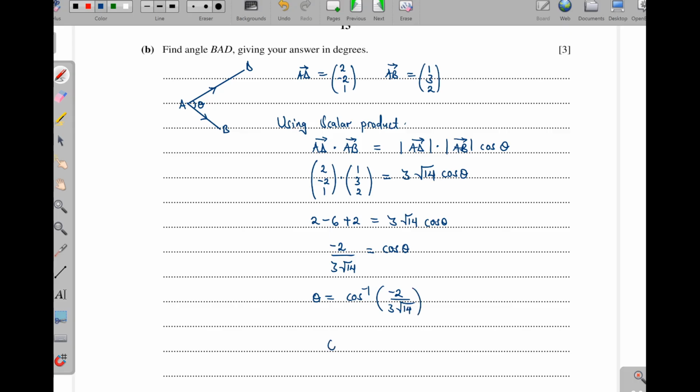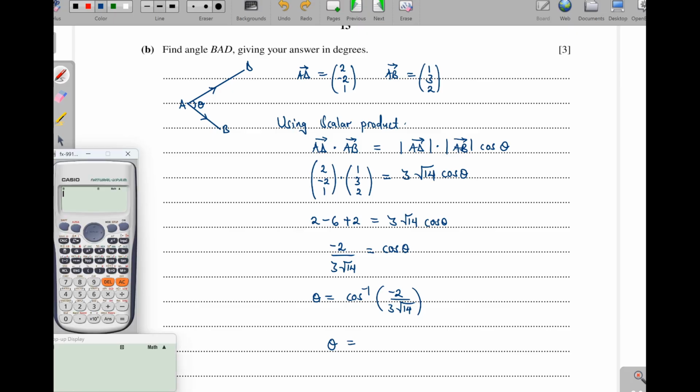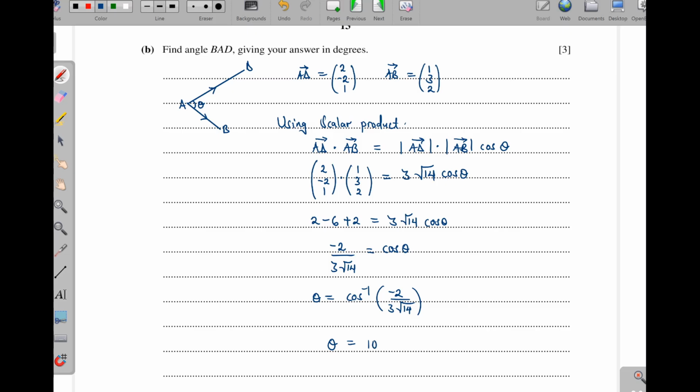So what do we get here? Our answer is in degrees. So your calculator has to be in degrees, and then we give the answer to 1 decimal place. Arc cos of negative 2 out of 3 root of 14. And then this one gives us 100.3. The answer is in degrees, so please indicate the degrees. If you don't indicate it, we shall assume that that angle is in radians.